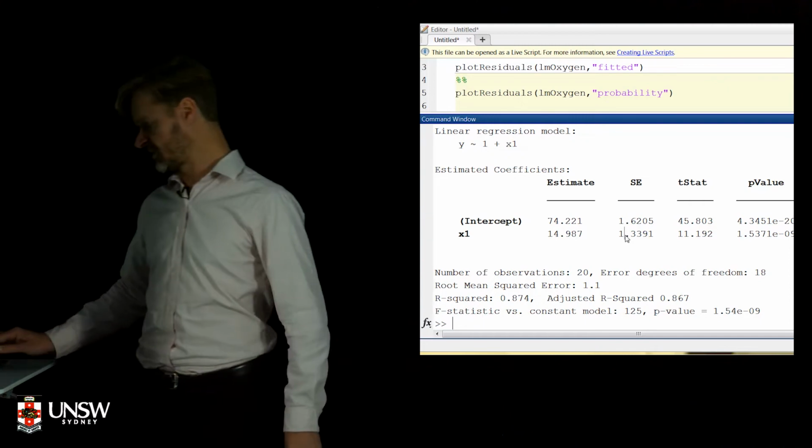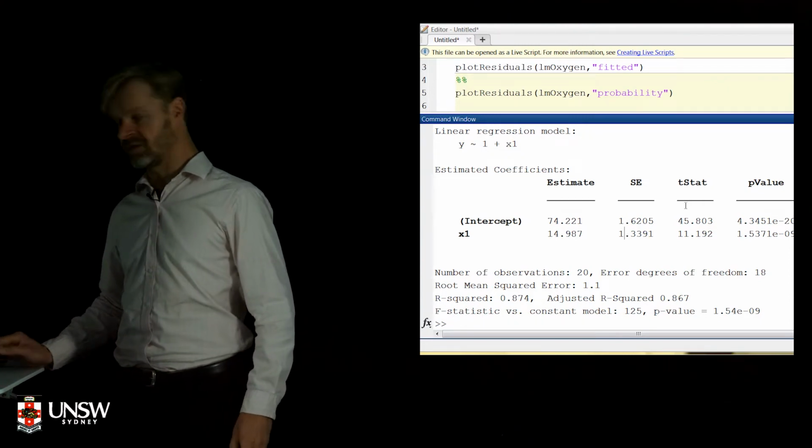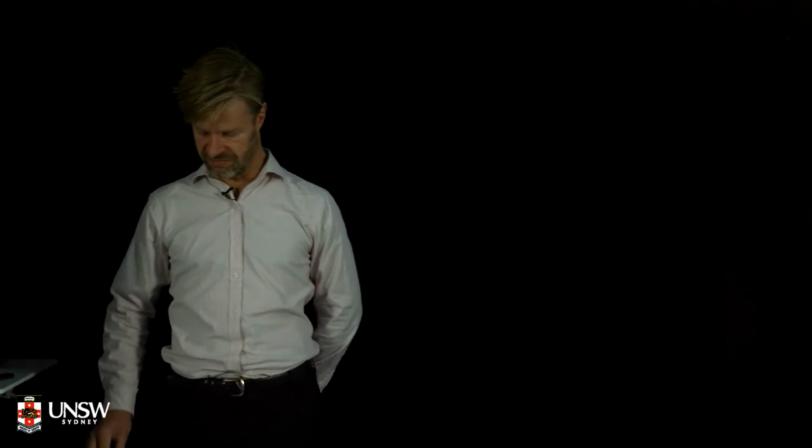Okay, so what about the next bits though? What about this thing called t-stat and this thing called p-value? What's that about? Well, that's all about testing the hypothesis that the true slope is 0 against the alternative that it's not 0.